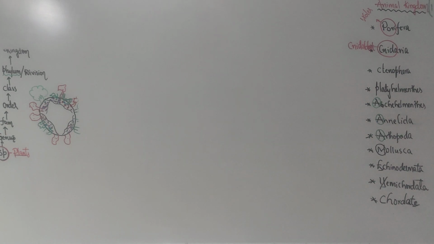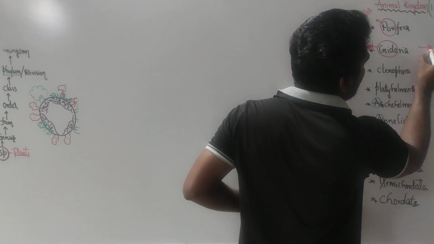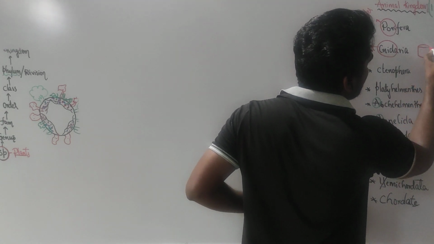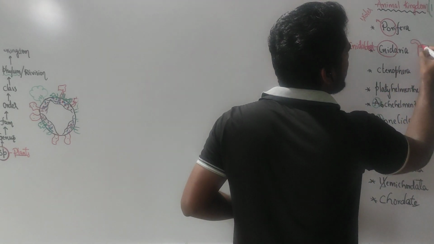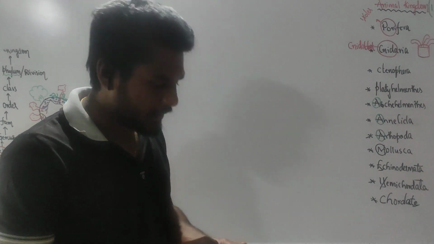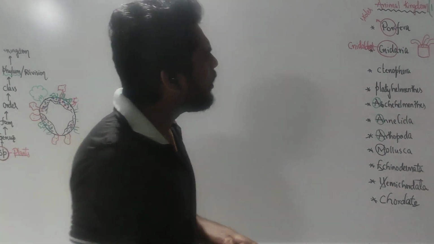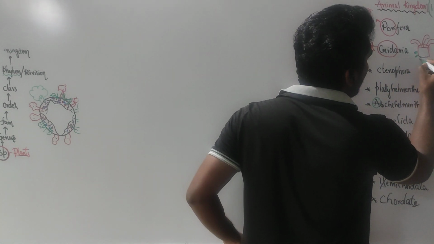Yeah, good. Cnidoblast cells. One example for Cnidaria is Hydra. I will represent the Hydra like this. This is the Hydra. Hydra contains locomotor structures which we call tentacles. Tentacles will be present like this. That is the Hydra.